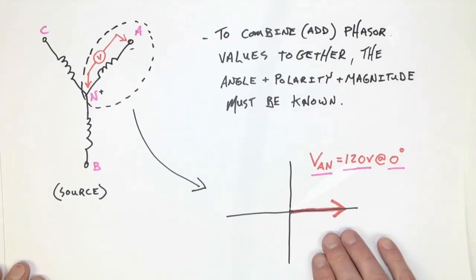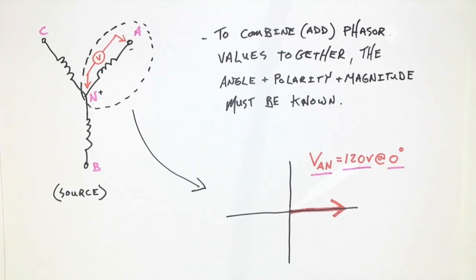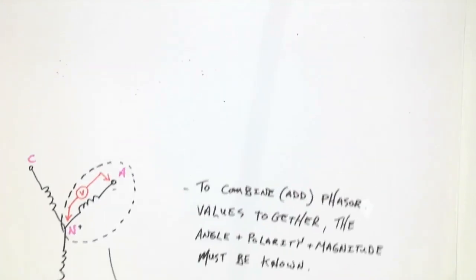So, to combine or add phasor voltages together, we not only have to be aware of the magnitude or voltage, but we also have to have a good functioning application for the angle and the polarity. So when we look at VAN, or the A phase of a Y-connected three-phase source, 120 volts at 0 degrees, the A and N is actually quite important.